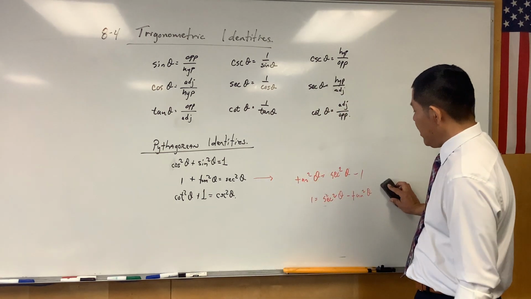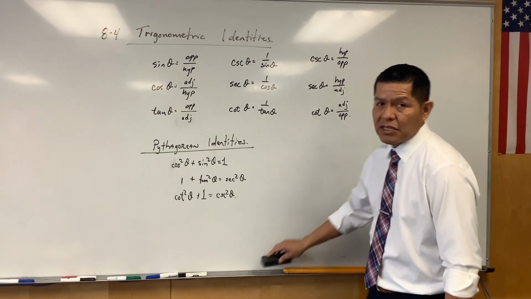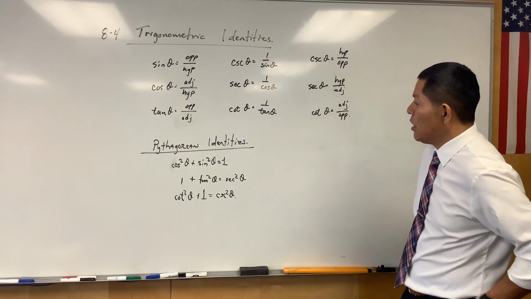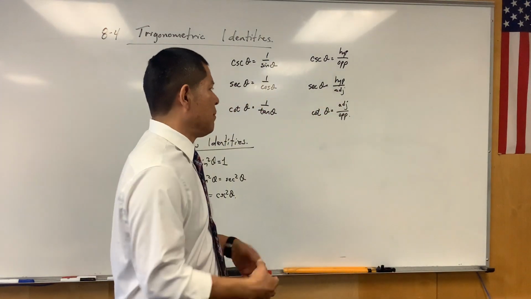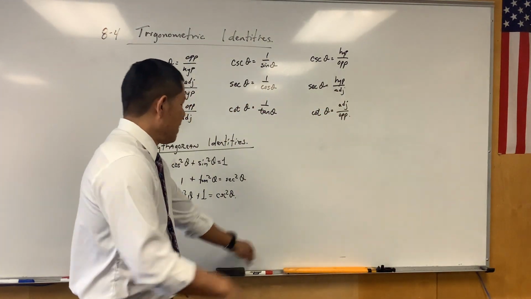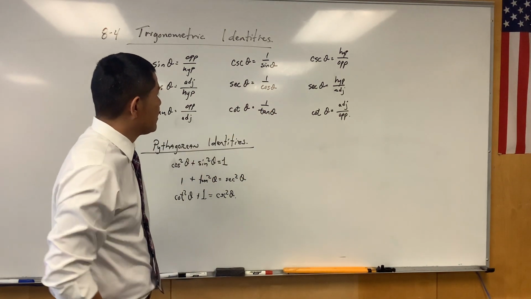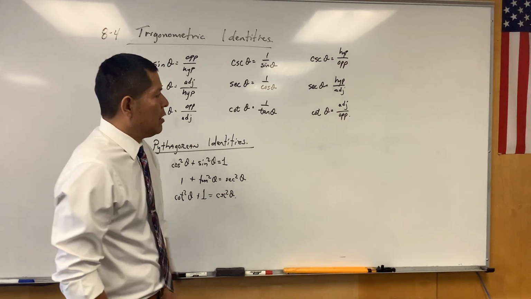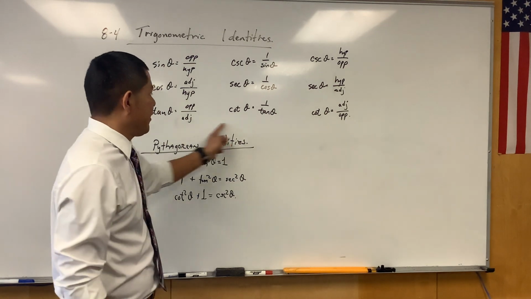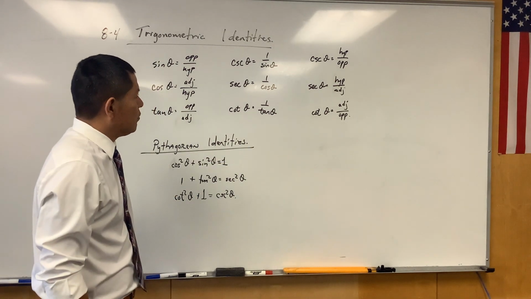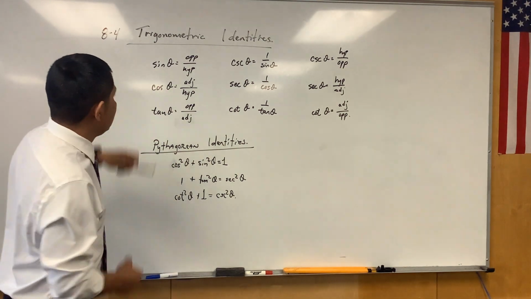So just understand that that's how we're going to have to imagine or identify these three Pythagorean identities. Now, how are we going to use them? That's going to be the subject for the next video. I just want to show you all three Pythagorean identities in this video. And our list here, right?